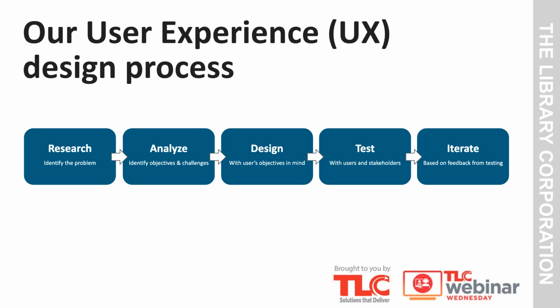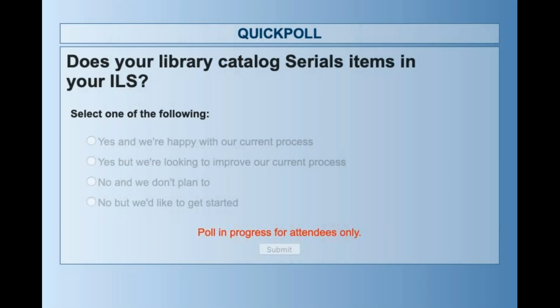Now, just to show you that we don't miss an opportunity to learn something about our users, we're going to run a quick survey right now to see if your library is currently cataloging serial items and how you're feeling about your process currently. So if you can leave your responses now, we'll take a look at those results in a few minutes. We're looking to understand how you're using serials right now and a little bit of your future intention, maybe if you'd like to be doing more with them.